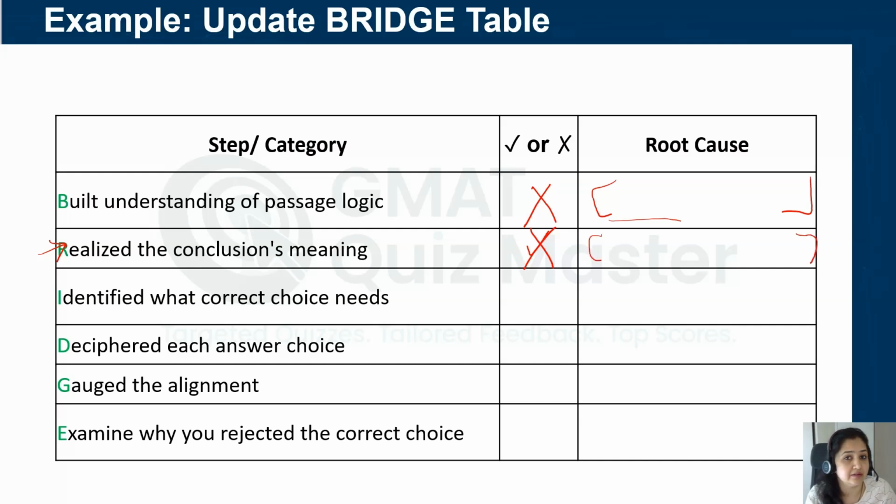For example, I rushed through the last line. I did not even read the conclusion properly. I assumed that this is what the author is concluding. So, mention the exact reason here.